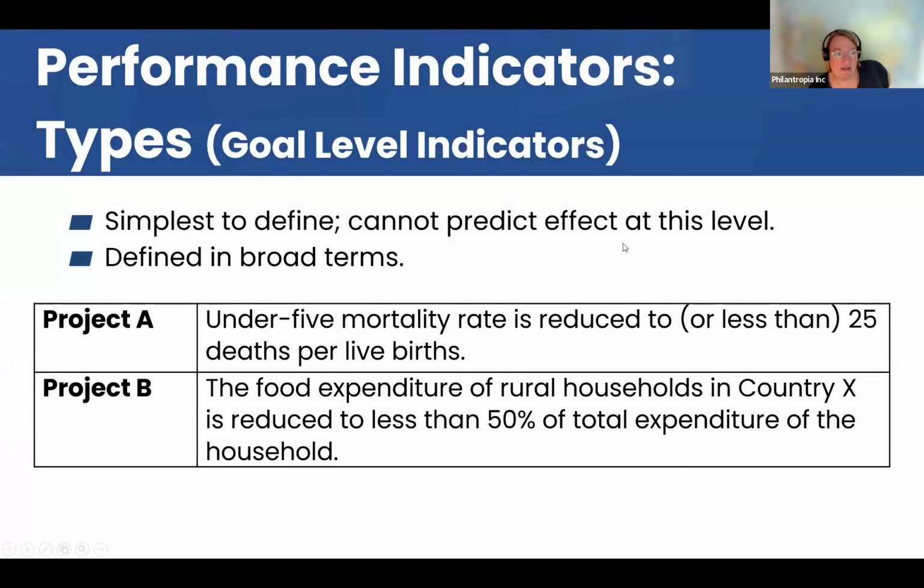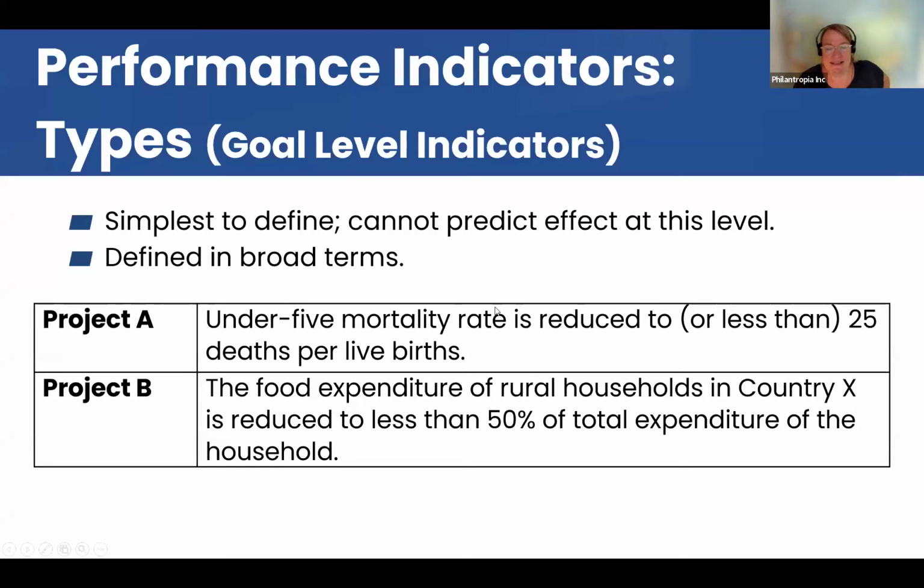The goal level indicators are simple to define because you cannot really predict an effect at this level. You don't know how much you will contribute towards eradicating world hunger, stuff like that. So it's broad terms. Some donors don't even want you to have indicators at this level. I think the European Commission, they're not asking you to actually supply impact level indicators because it's almost impossible to report on that, so it doesn't make any sense.